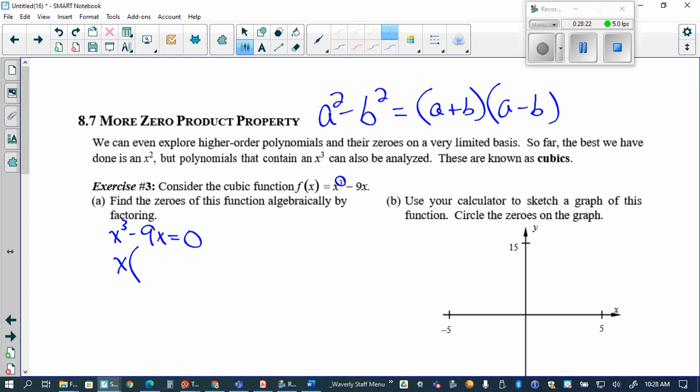Okay. What is x cubed divided by x? x squared minus, what is 9x divided by x? 9 equals 0. Now, you see that thing in the parentheses? Is 9 a perfect square? It is. What's the square root of 9? Now it's a difference of 2 squares. Now we have a squared minus b squared.